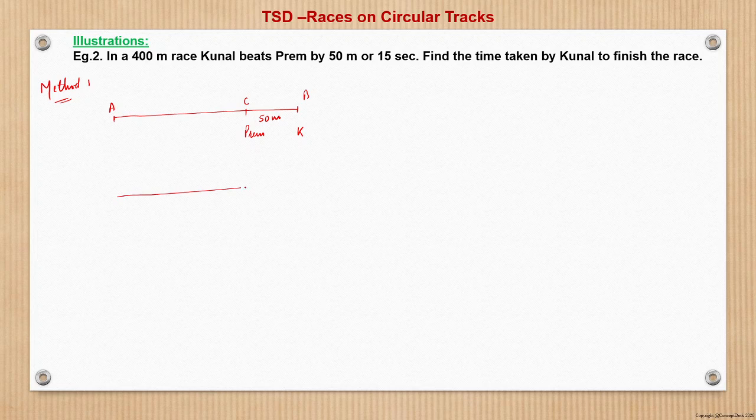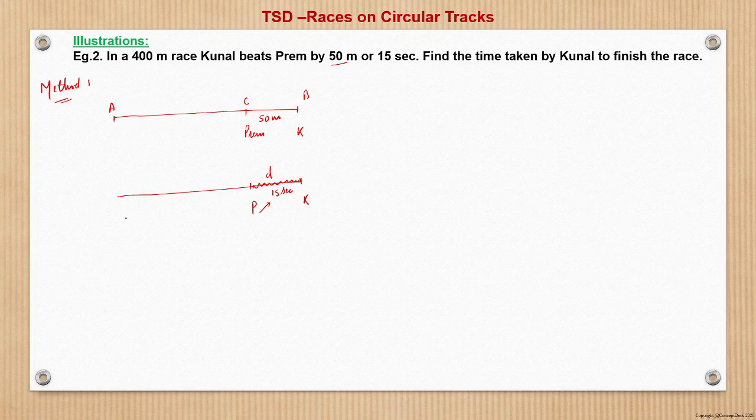Also, when Kunal finishes the race, Prem is here, and this distance, let this be a distance D, which Prem will take 15 seconds to cover. That is what it means. In a 400-meter race, Kunal beats Prem by 50 meter or 15 second. So 15 second means 15 second taken by Prem, right?